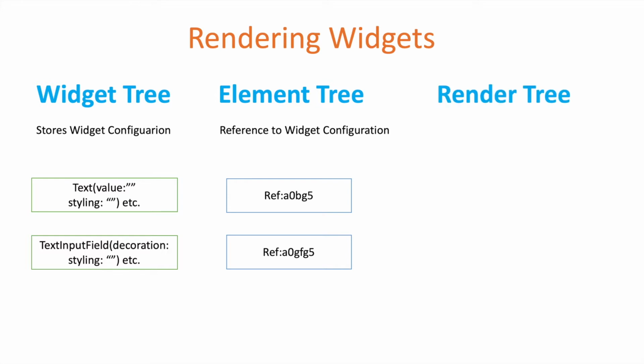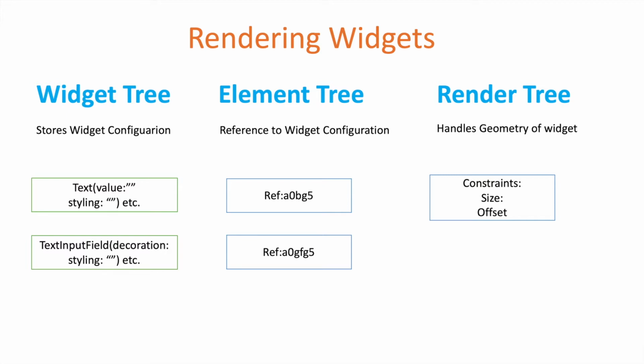And then there is a render tree. A render tree handles the geometry of the widget. That includes the constraint, size, and offset. You might be confused, like the widget tree also handles the styling, and the render tree is doing the same. The difference is that in the widget tree we define the configuration, and the render tree decides where to place the widget on the screen.